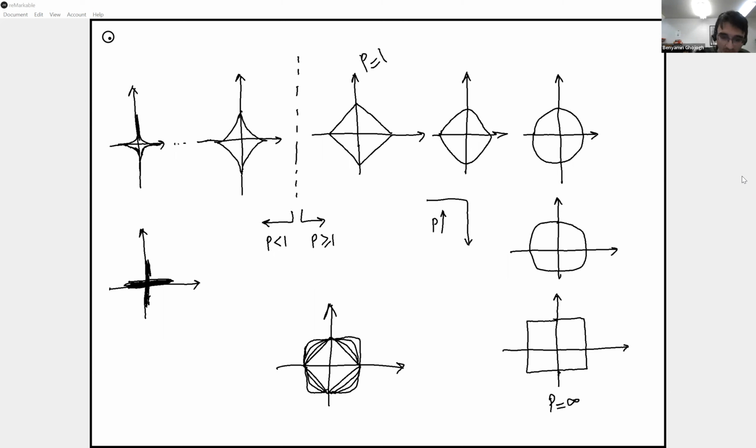Although we said P is greater than or equal to 1, if we decrease P, we will have something like this. We go inside. So this is P less than 1, and when P tends to 0, it will be something like this exactly. So this is for unit balls. I wanted to show you graphically how the shape changes with P.